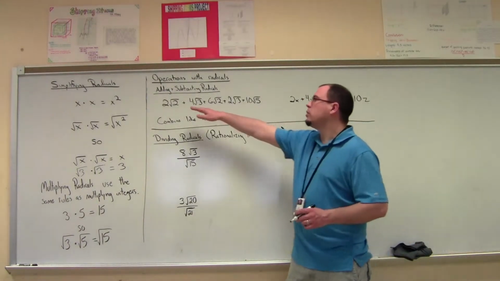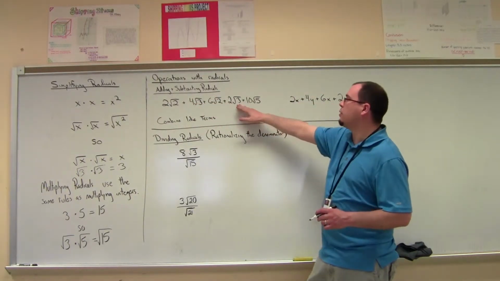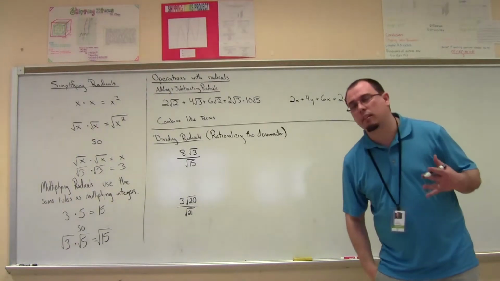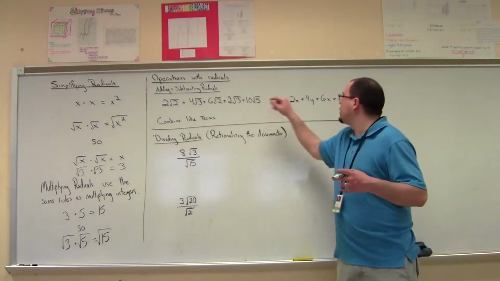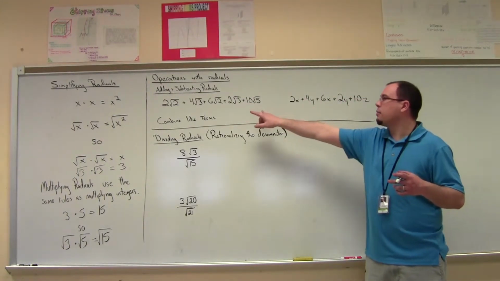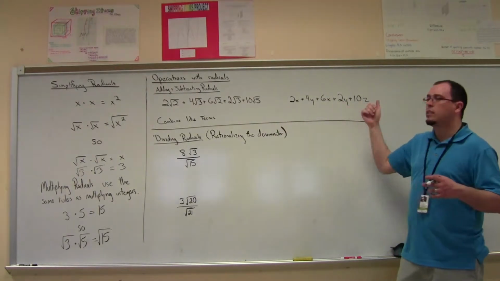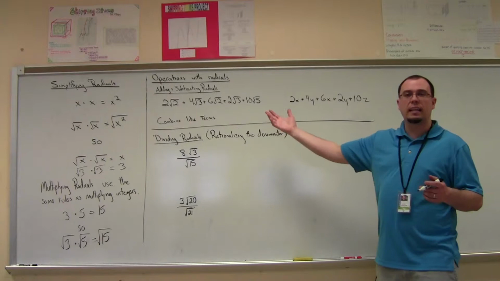So if I gave you 2 radical 2 plus 4 radical 3 plus 6 radical 2 plus 2 radical 3 plus 10 radical 5, that looks a lot more difficult than it actually is. I want you to imagine, though, that all of the radical 2's there were x's, all the radical 3's there were y's, and all the radical 5's there were z's. Think about what you would do to simplify this. Well, you would combine like terms.